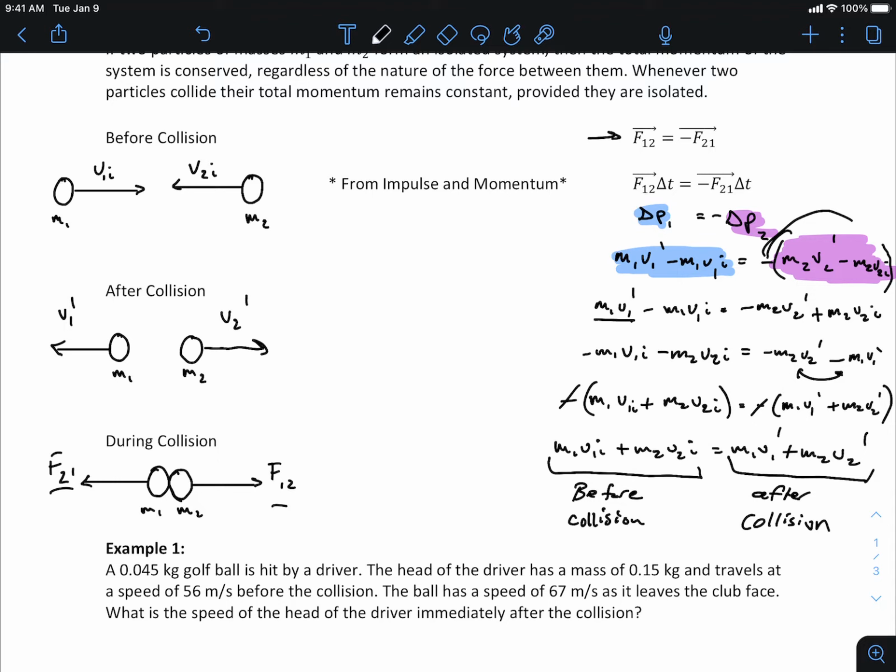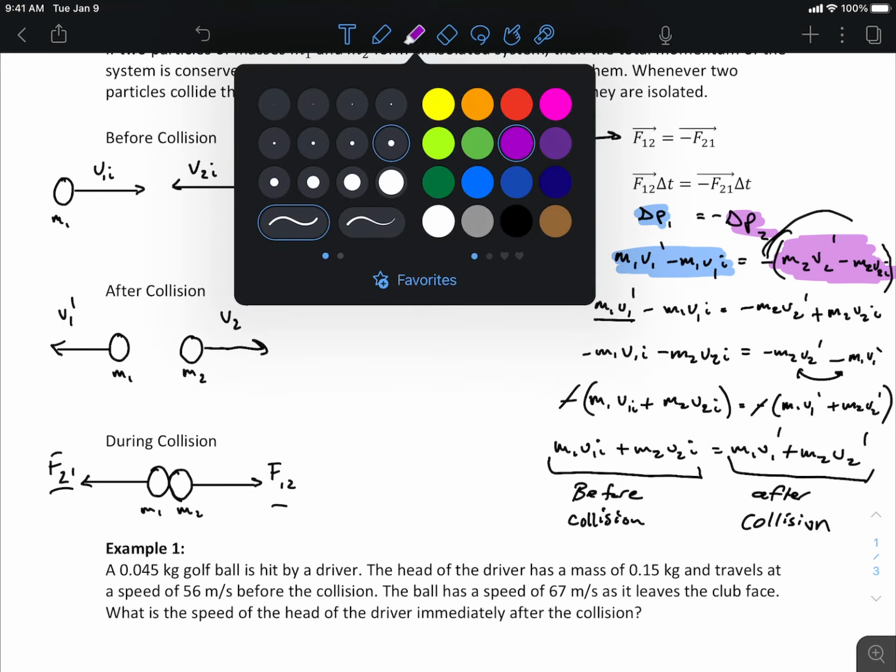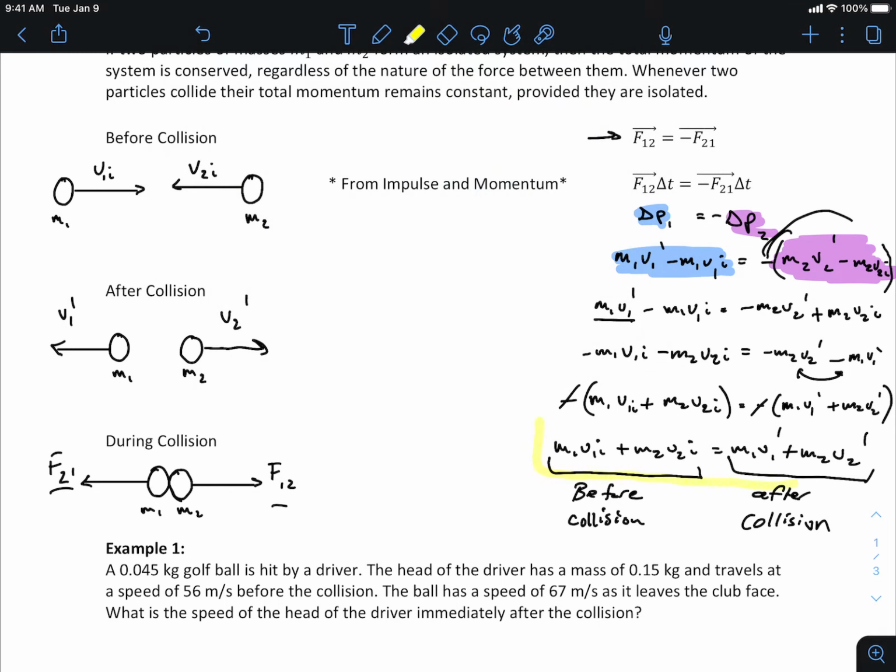Okay, this right here, let me just pick a different color, is our conservation of momentum law, where momentum before has to equal momentum after. That was just the derivation of where it came from relative to what we worked on yesterday, with a little connection back to Newton's laws there.